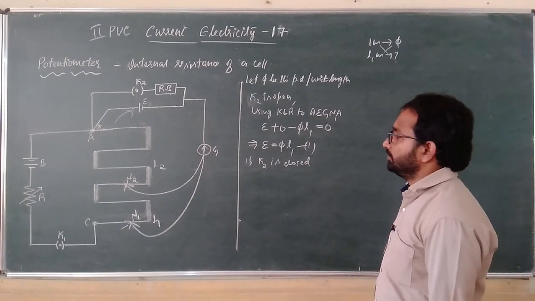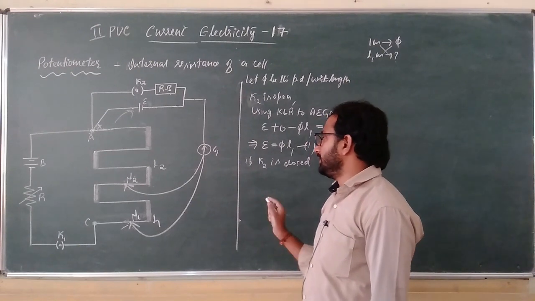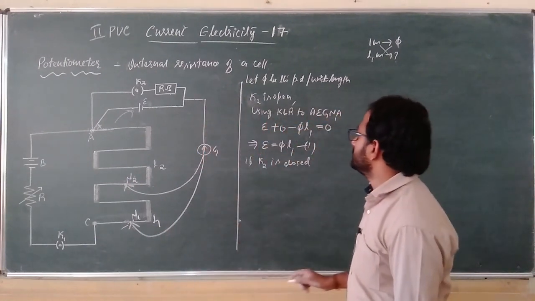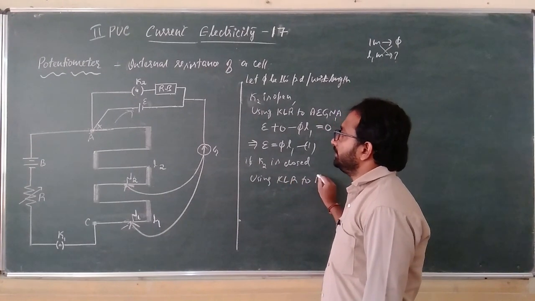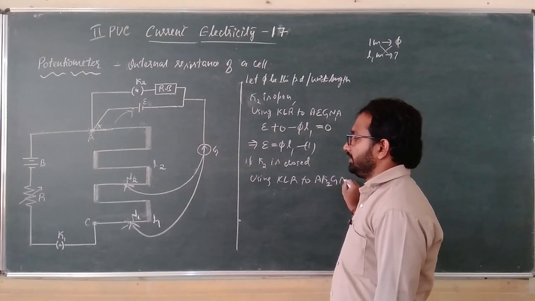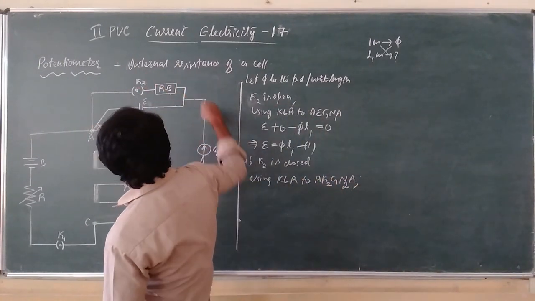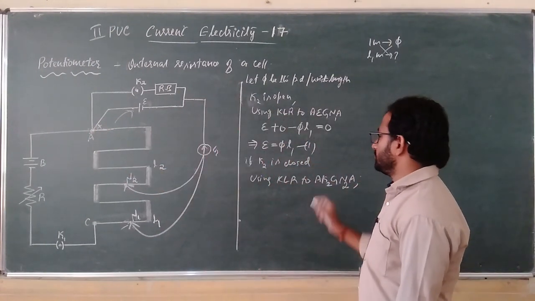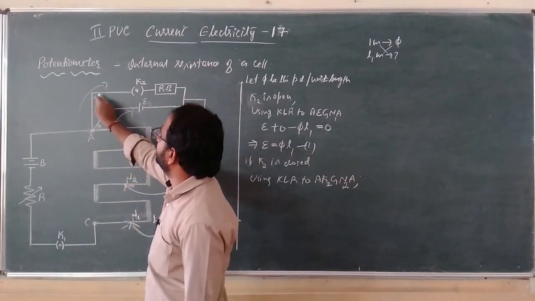So if K2 is closed and the slider is moved on the wire for a particular length L2, at a point N2, the galvanometer shows 0 deflection. Now using Kirchhoff's loop rule to the loop A, K2, G, N2, A, the direction of traverse is clockwise, starting from A.